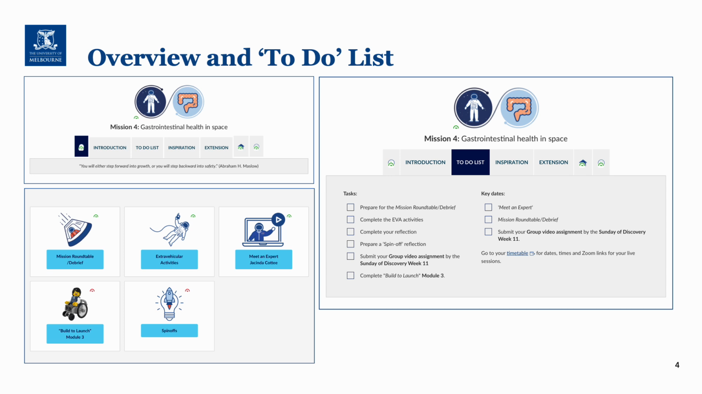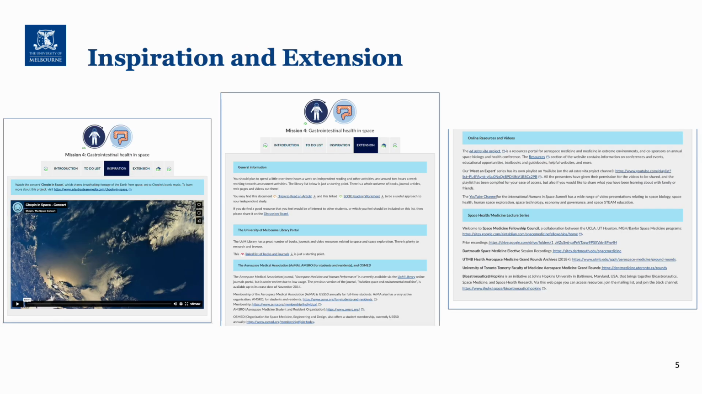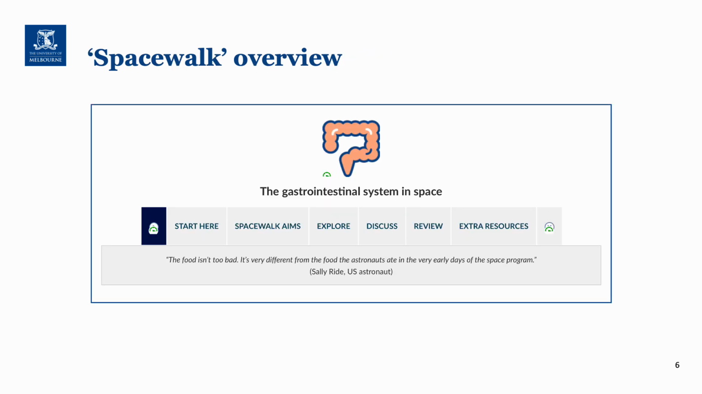The presentation on Canvas for this block is pretty much the same as all the other blocks, with the tabs at the top and then the tiles for the separate activities. And after the introduction we move on to the to-do list, which lists the key tasks and key dates that you need to be aware of. For inspiration we have the beautiful Chopin in Space concert and then the standard extension resources for you. With Spacewalk Overview, this is also presented in the standard fashion.